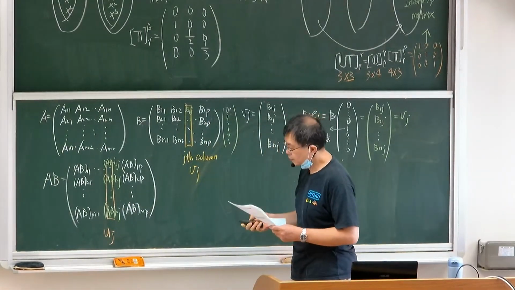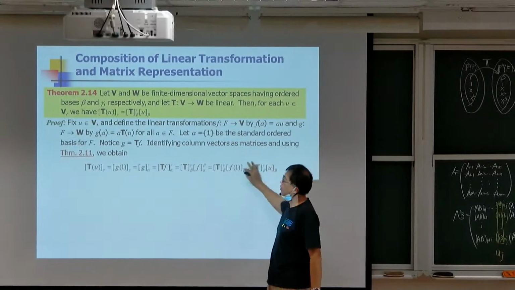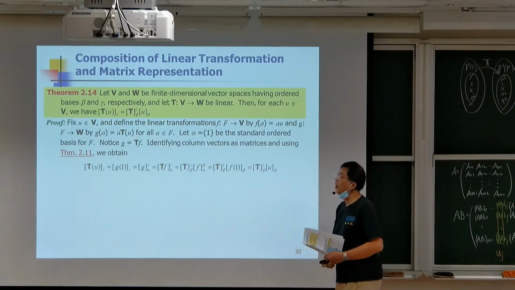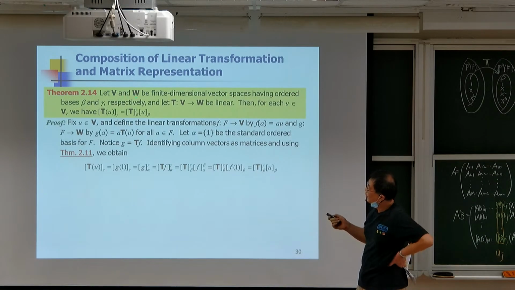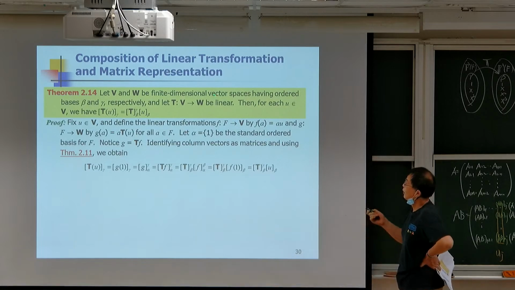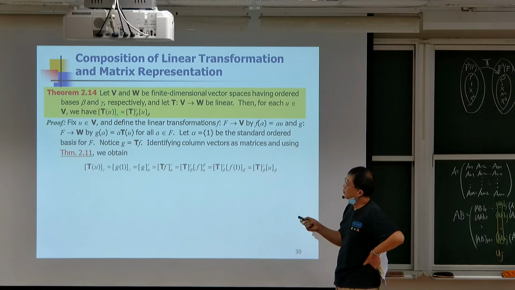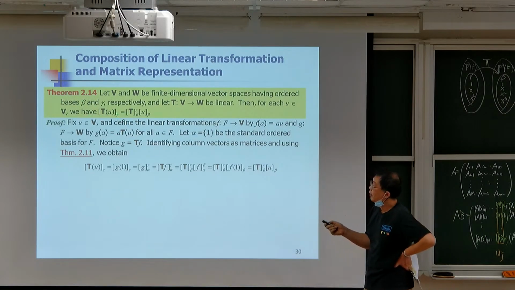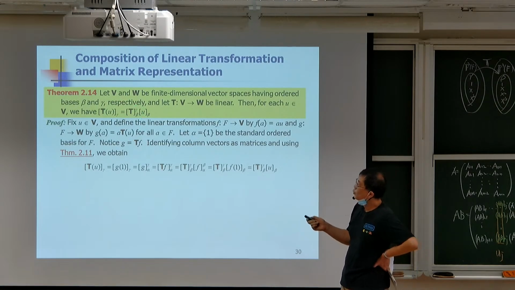2.13 is also easy. Okay, now we're going to prove theorem 2.14. For theorem 2.14, we let V and W be finite dimensional vector spaces having ordered bases beta and gamma, respectively, and let T be a linear transformation from V to W. Then we want to show that T of U with respect to gamma equals the matrix of T from beta to gamma times U with respect to beta.